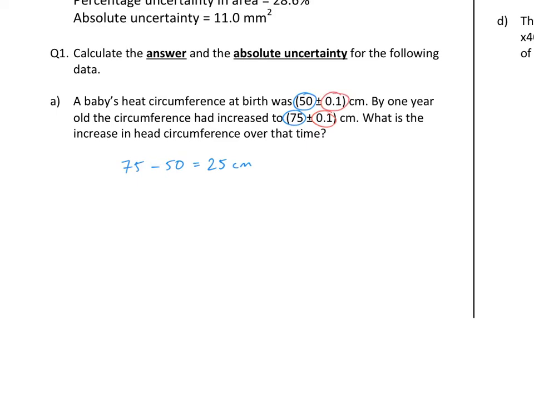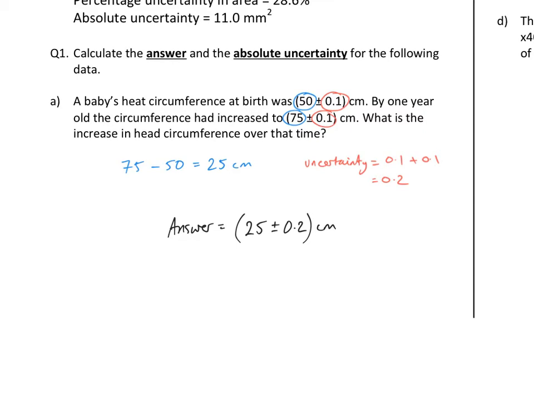I've taken one number away from the other, but we always add the uncertainties. So the uncertainty equals 0.1 plus 0.1, which equals 0.2. So if I was going to write the answer down, the answer now equals 25 plus or minus 0.2 (in brackets) centimeters.